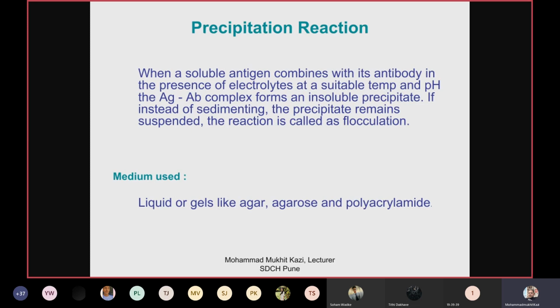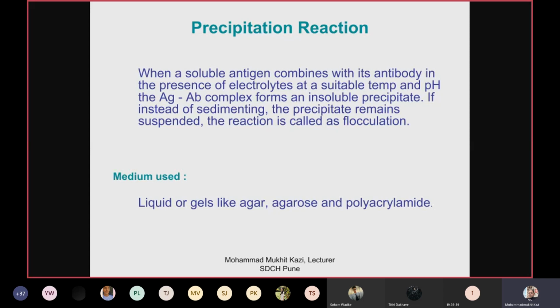So there are two definitions here in this slide. One is for the precipitation. What is the precipitation reaction? When soluble antigen combines with its corresponding antibody in the presence of electrolytes, suitable temperature, and pH, and forms an antigen-antibody complex which is precipitated, this is called the precipitation reaction.